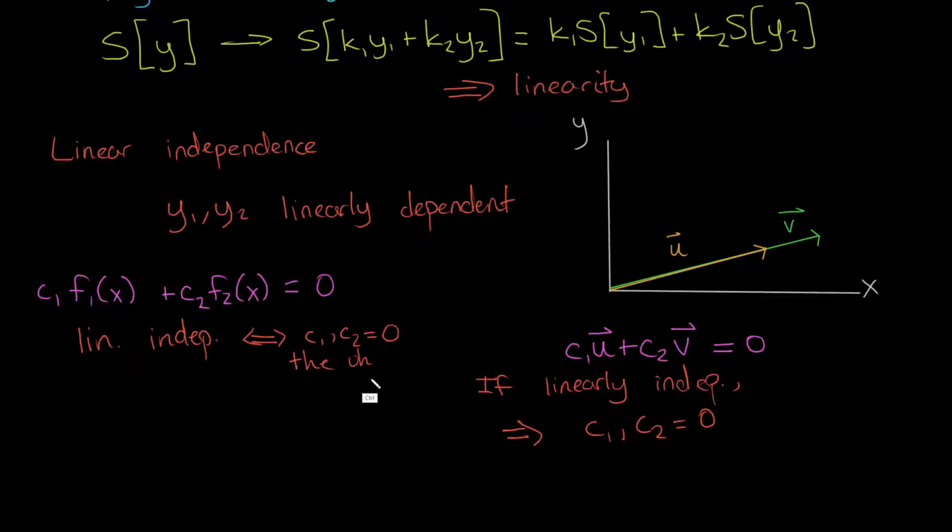Even if they were linearly dependent, this would obviously still be a solution. So like for this u and v, even though they are linearly dependent, there is still the solution if both constants equal 0. But if it's the only solution, then we know for sure that these two functions are linearly independent. So let's look at an example of two linearly independent functions, and then an example of two linearly dependent functions.